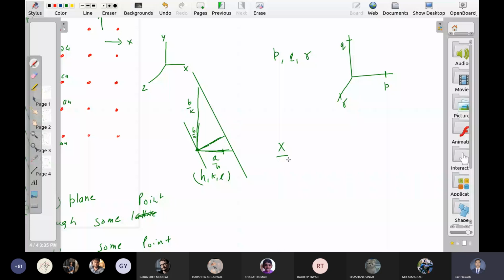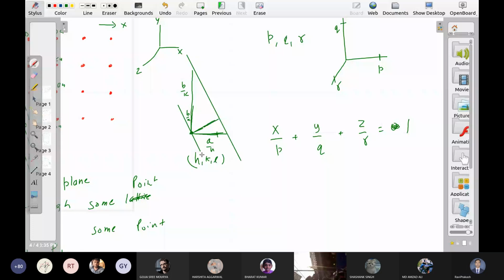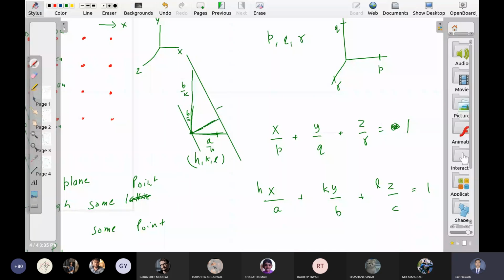So what is the distance here? So the HKL plane is at this much distance. So the equation of the plane is x/(a/h) + y/(b/k) + z/(c/l) = 1. So I know the equation of this plane. Now the task is to calculate its distance from the origin. How far is this from the origin?